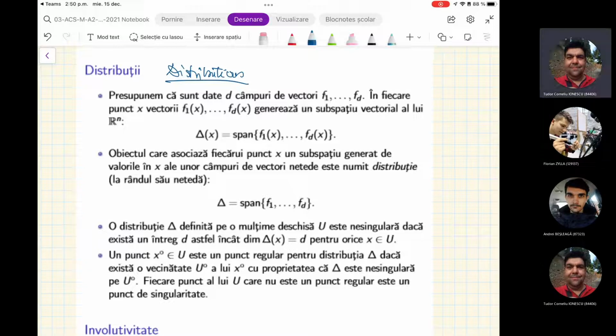So we assume we have d vector fields f1 up to fd. In each point, the vector fields f1 to fd are generating a subspace of Rn, called delta(x), the span of f1 up to fd at x. The object associating to each point x a subspace generated by the values in x of the smooth vector fields is called a distribution, or a smooth distribution. This, the span of f1 up to fd, is the distribution.